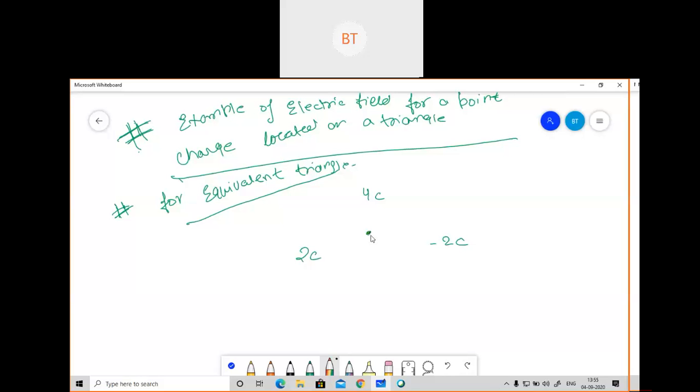So see, whatever the question based on point charges, first of all we have to see the direction, whether how the charge is moving. So please help me. Because of this 4 coulomb charge, where should I put the direction? Please give your feedback. Where should I put the arrow?